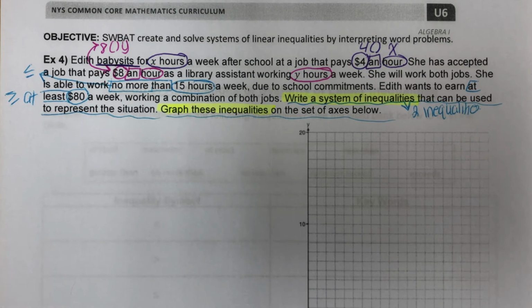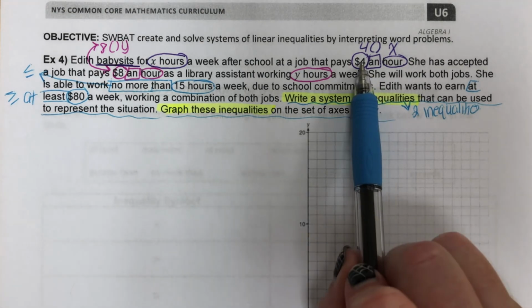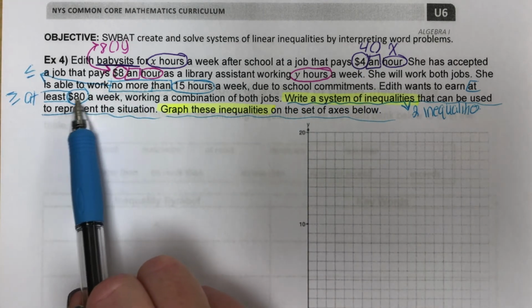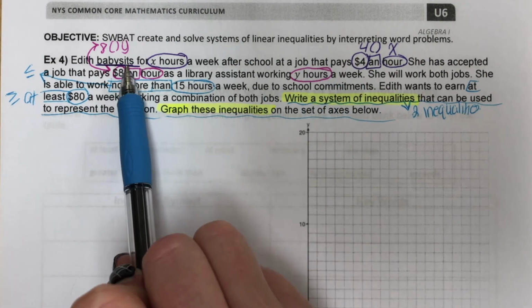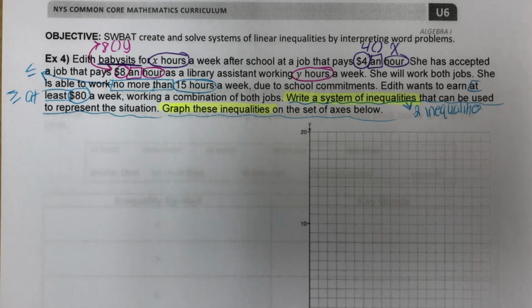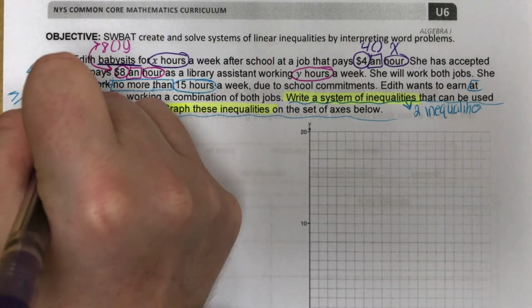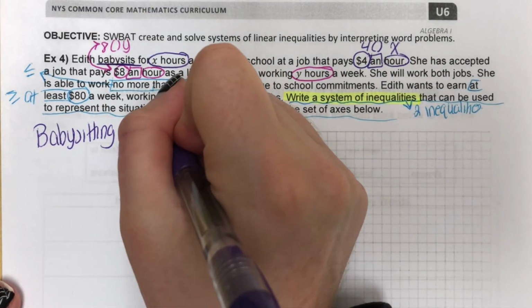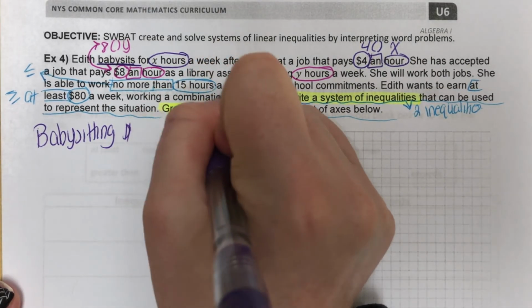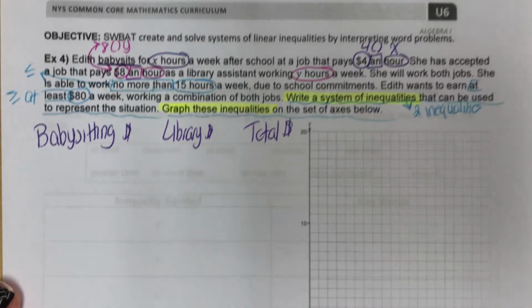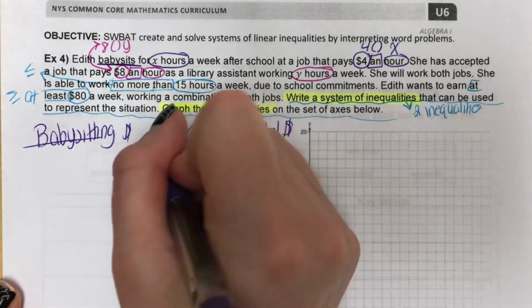So the first thing that I want to do is look at those key numbers that I circled. Notice how 4 represents a dollar amount, 8 represents a dollar amount, and 80 represents a dollar amount. I want to put all 3 of those numbers in the same inequality because they all represent money. So here I go. I'm going to say I have my amount of money that I make for babysitting. I have the amount of money that I make at the library as an assistant. And then we have the total amount of money that she wants to make at the end of the day here. All right, so here we go, boom, boom, boom.